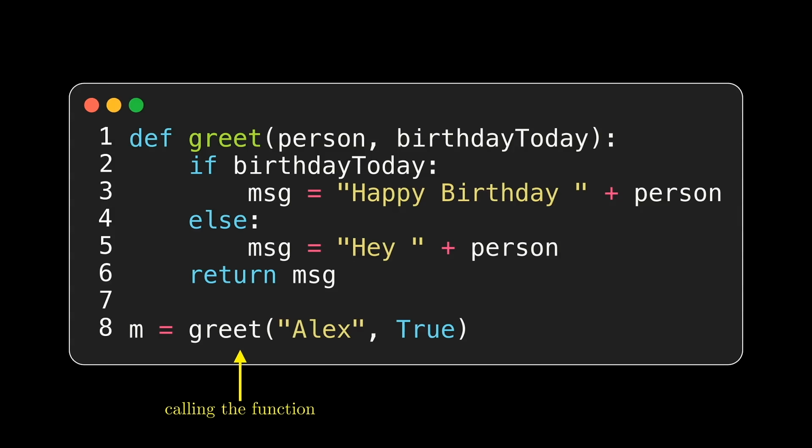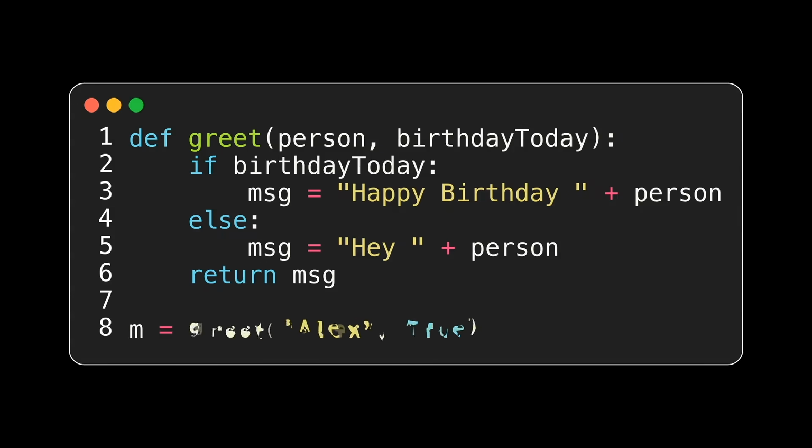Notice the def keyword is not here, and the parentheses contain a real string and boolean. This is when you want your function to do its magic. The greet function transforms the input into the output.